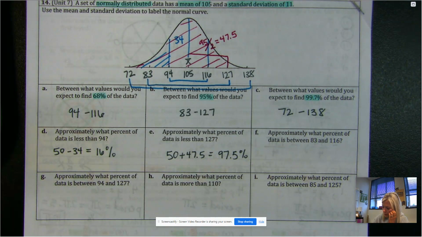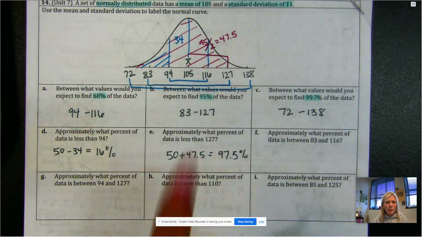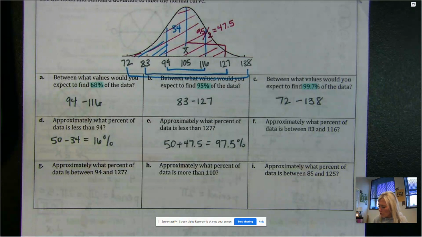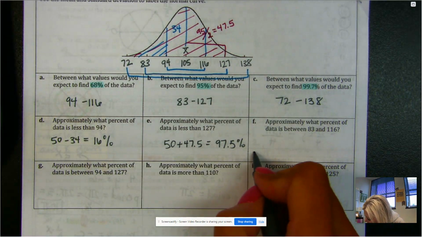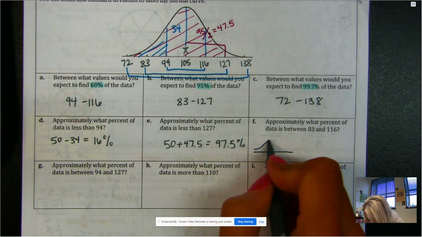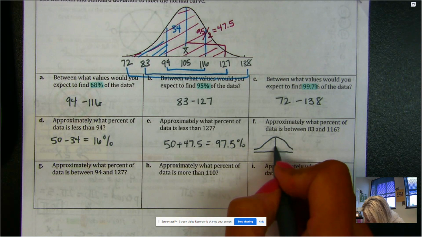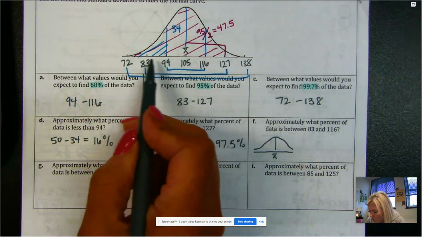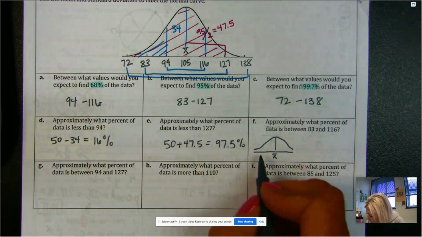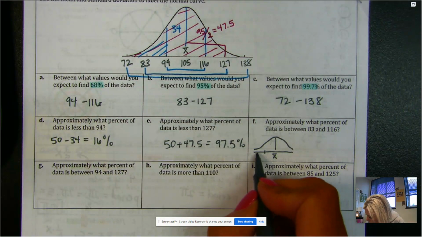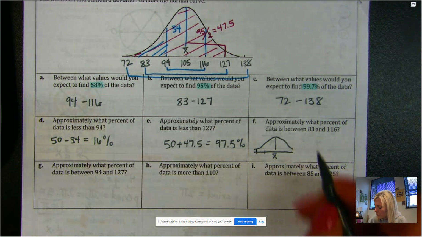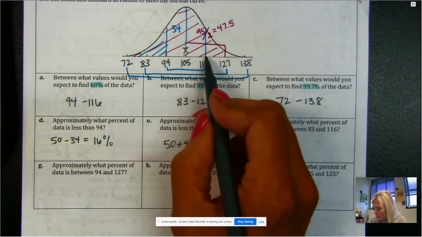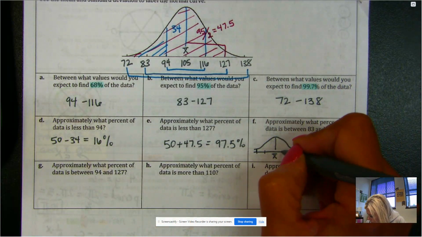Okay, and then the last question in this row, approximately what percent of data is between 83 and 116? Because this is starting to get really messy, I'm going to make just a simple little curve for that. So from 83 to 116. So here's our mean. 83 is 2 standard deviations below the mean, right? So I'm just going to write 1, 2 there. And then 116 is 1 standard deviation above the mean. So just 1.